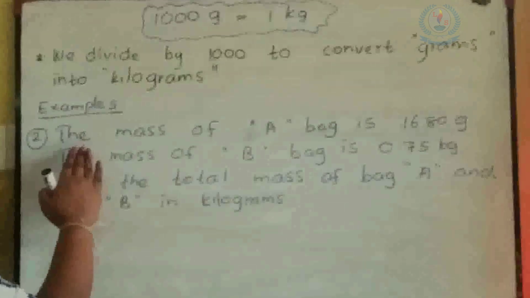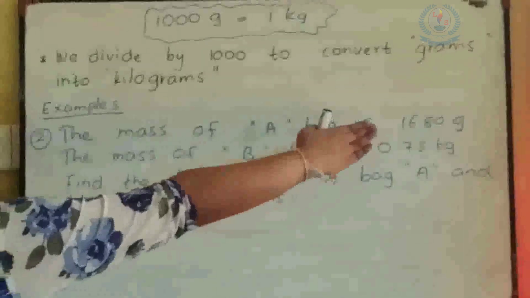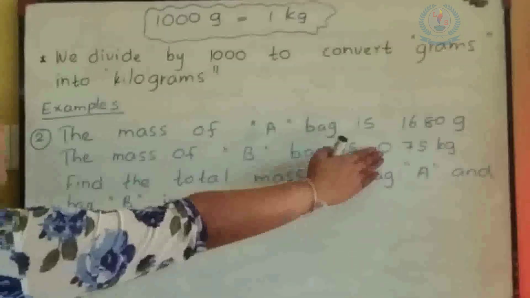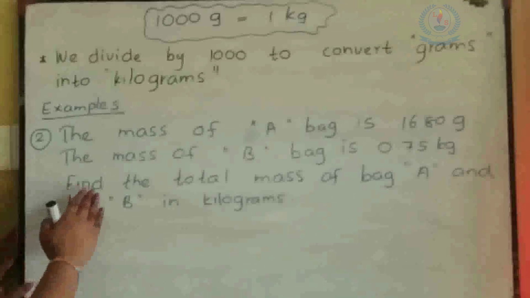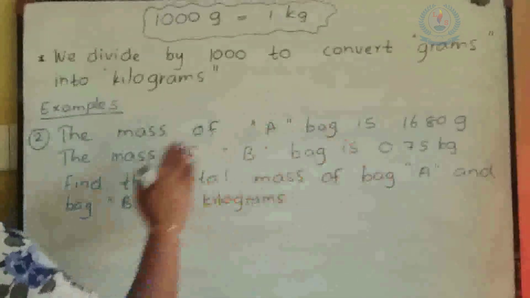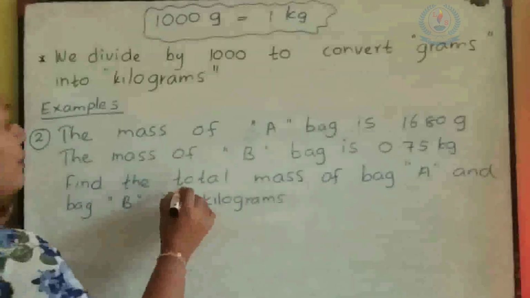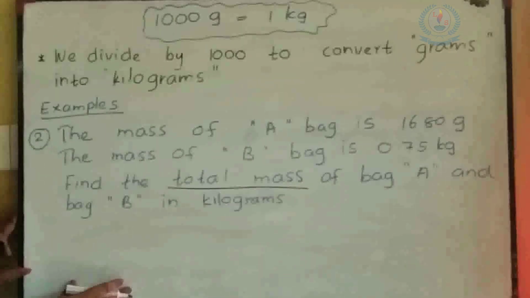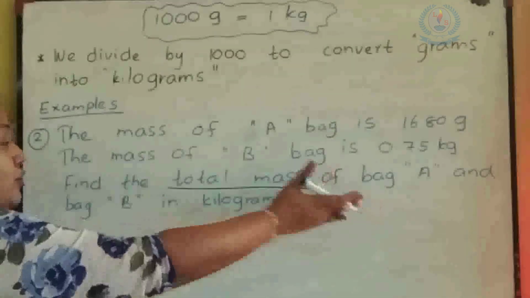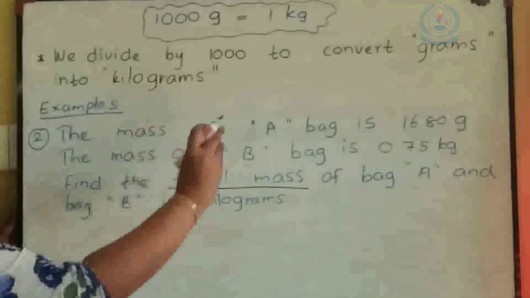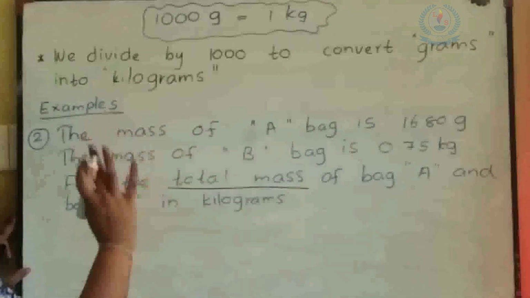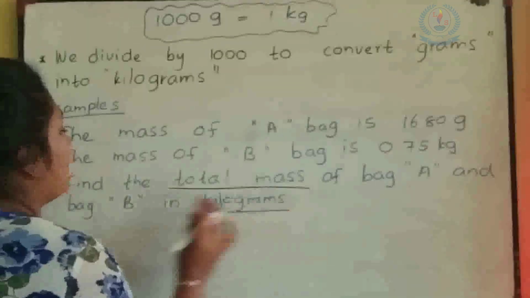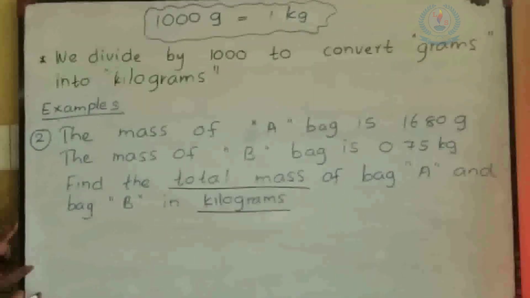This is the second example. The mass of bag A is 1680 grams. The mass of bag B is 0.75 kilograms. Find the total mass of bag A and bag B in kilograms. Total mass means what? Total mass means the altogether value. That means we have to add those two masses to get the total mass. But at the end, they are asking the answer in kilograms. That one also you have to remember.